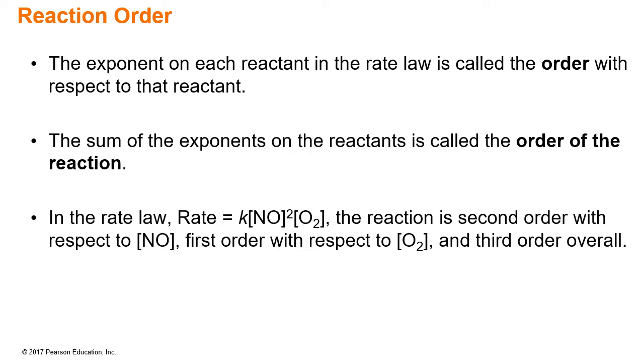So for example, if we're looking at the rate law of nitrogen monoxide and oxygen, our order with respect to nitrogen monoxide is second order. With respect to oxygen, because there is no exponent written, it is first order. And if we add those together, 2 plus 1, the overall reaction order is third order.